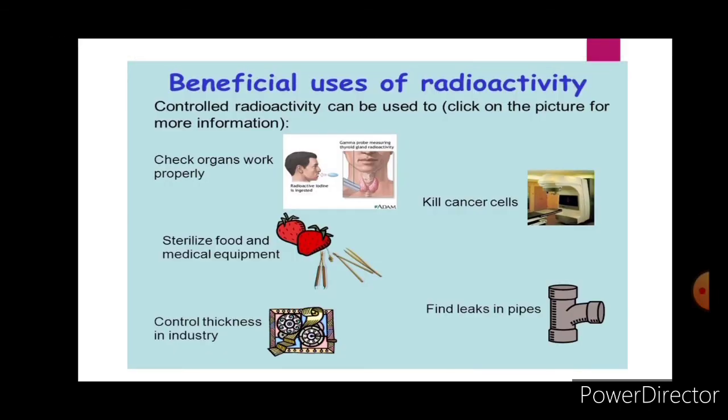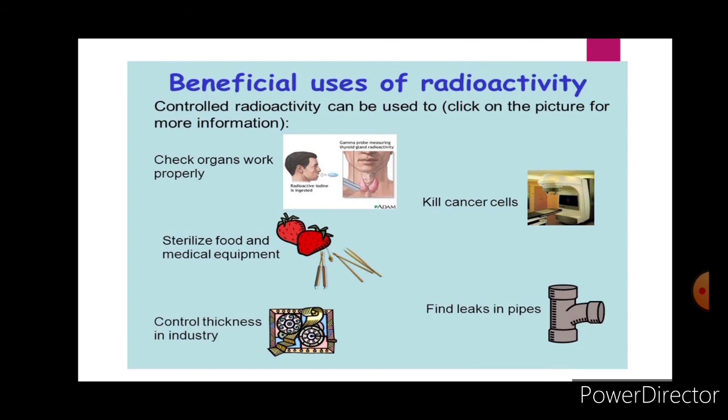Now we come to the uses of radioactivity. There are many uses of radioactivity, but the beneficial uses mainly come from controlled radioactivity, that is, artificial radioactivity. When we can control radioactivity, it can be used for many beneficial reasons. We can use it to check organs. We can use it in radiotherapy to kill cancer cells. It can be used to sterilize food as well as medical equipment. It can also be used in industries, like for checking leaks in pipes and for controlling thickness, etc.